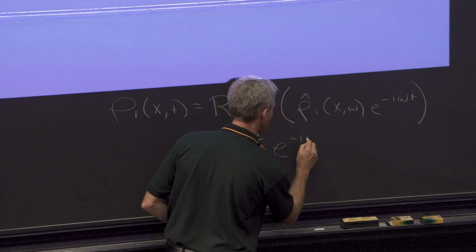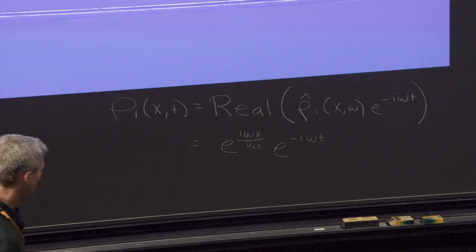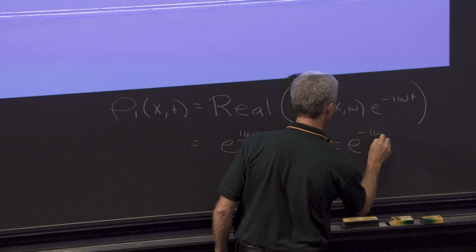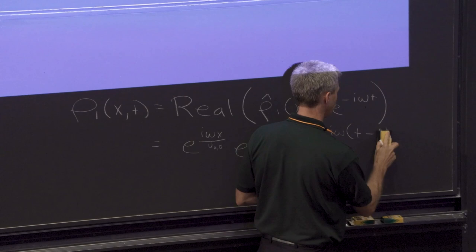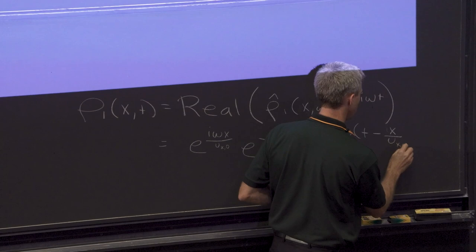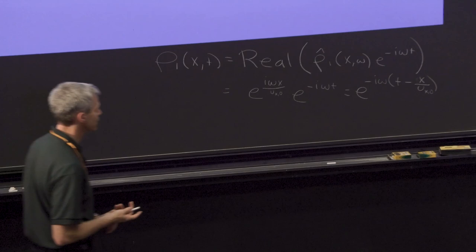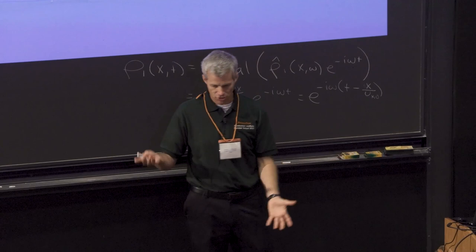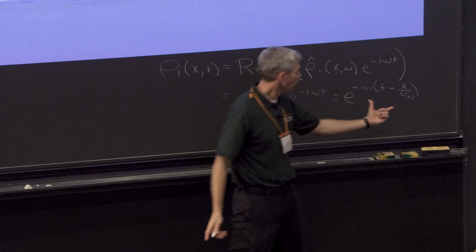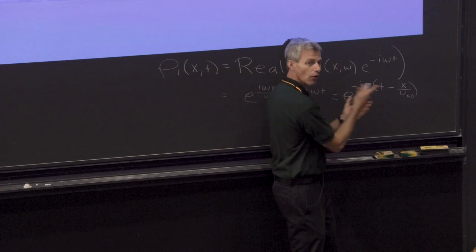Okay. So let's just say, what's going on here? Let's rewrite this. This is e to the minus i omega, t minus x over ux naught. That's another way to think about that. So wherever you see e to the i omega x over ux naught, just remember that the actual time dependence is getting multiplied by e to the minus i omega t. If I group those, this tells me how that disturbance evolves in space and time. And it's really simple. It evolves as t minus x over ux naught. Does anyone have a physical interpretation? When you have a disturbance that evolves like that, what does that mean?